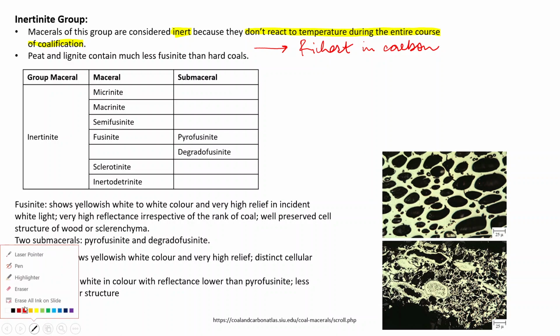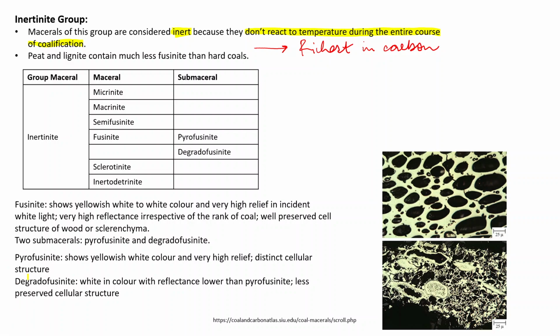The inertinites have been further classified as micrinite, macrinite, semi-fusinite, fusinite, sclerotinite, and inertodetrinite, of which fusinite is the most important maceral of the inertinite group, which is further subdivided into pyrofusinite and degradofusinite. How to identify? Remember that the inertinite group of macerals will show the highest reflectance. They are normally yellowish white to whitish in color, and they have exceptionally high reflectance.